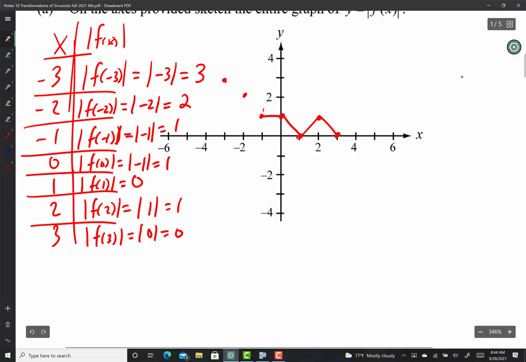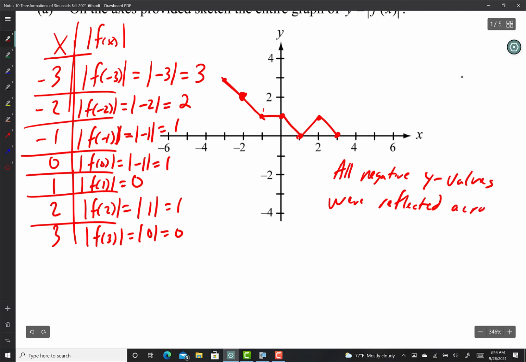And just as you said, what happened? All the negative values, well, not all the negative values are reflected across the x-axis. Perfect. I'm going to put: all negative y values were reflected across the x-axis. Positive y values were left as is, or left alone. I just put as is.